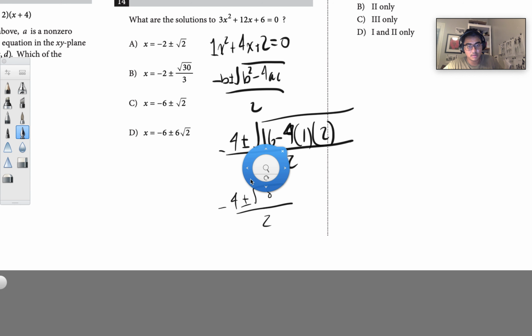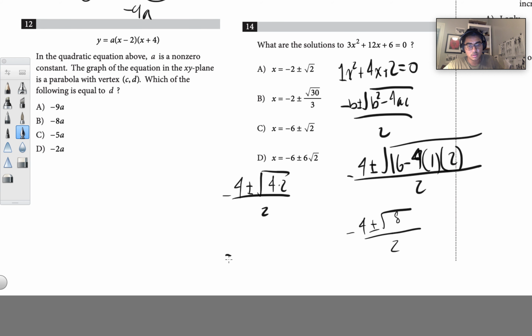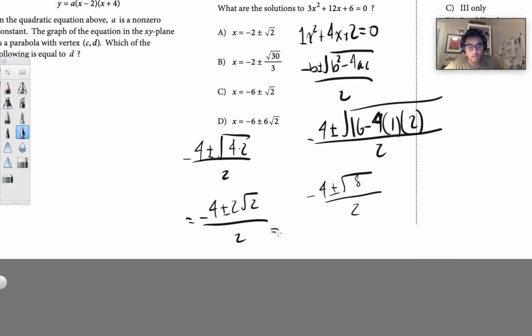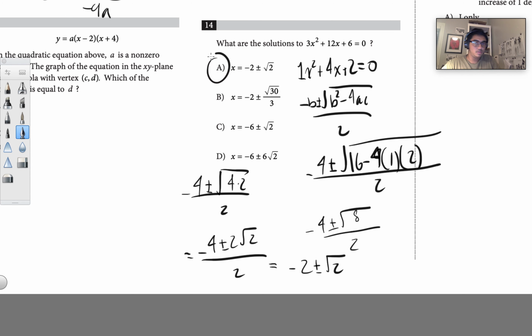We can factor the square root of 8: negative 4 plus or minus the square root of 4 times 2, over 2. Pull the 4 out, so it'll be plus or minus 2 root 2 over 2. Now we can divide everything by the 2 in the denominator, so it'll be equal to negative 2 plus or minus the square root of 2. So it's A.